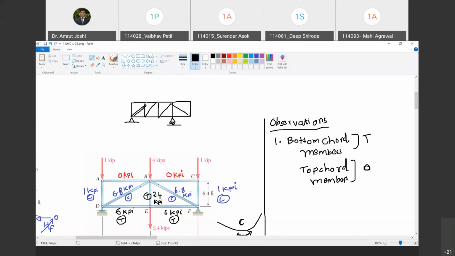This is the truss structure. Now tell me, this member, let us name these members 1, 2, 3 and 4, 5, 6, 7 and 8. What can you say about 1, 2, 3, 4? वो कैसे रहेंगे? Compression में रहेंगे या tension में रहेंगे? Compression. Of course this is subjected to downward loading.